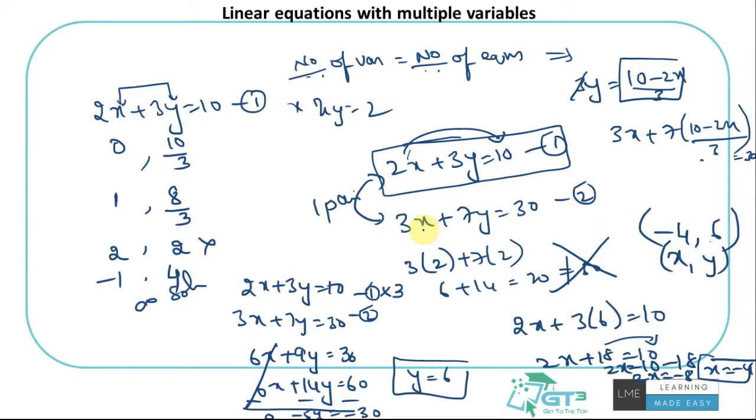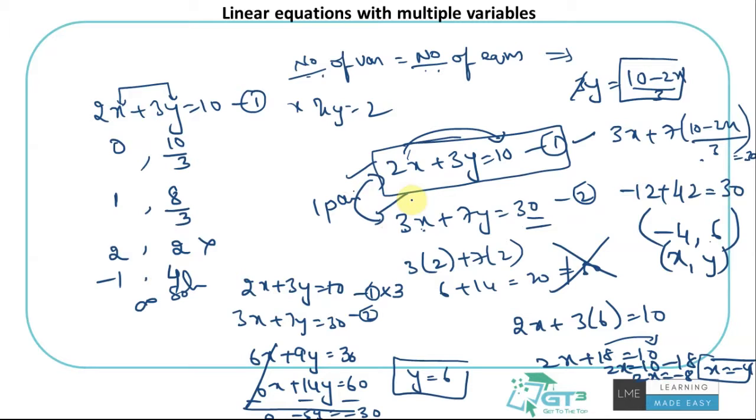Let me substitute here to show that this is the correct solution. 2 into minus 4 is minus 8, 3 6s are 18, so that is 10. That's how I figured out all of this. So this equation is correct. Let me show here: 3 into minus 4 is minus 12, plus 7 into 6 is 42, so this is 30. That's correct. So minus 4 comma 6 is that unique pair which will satisfy both the equations.